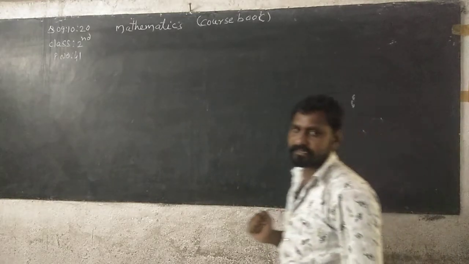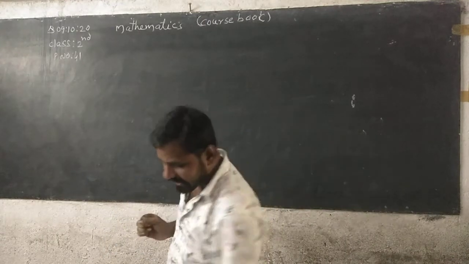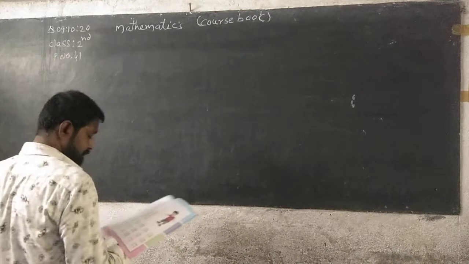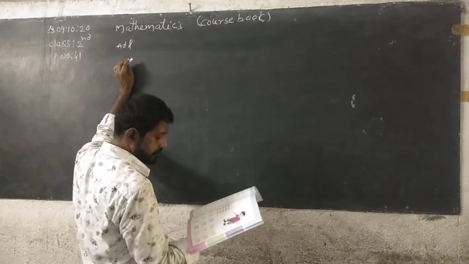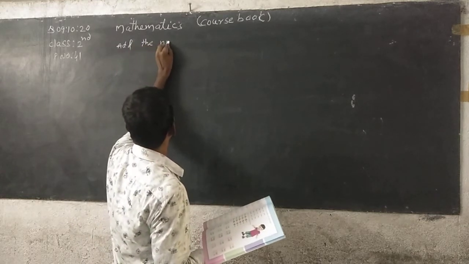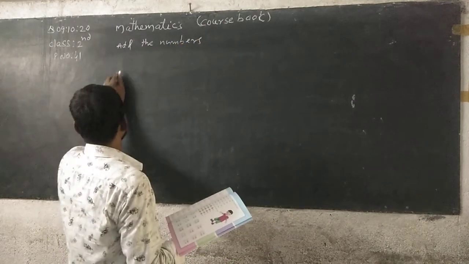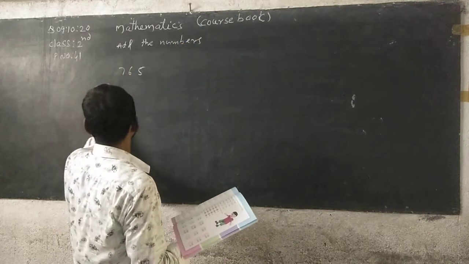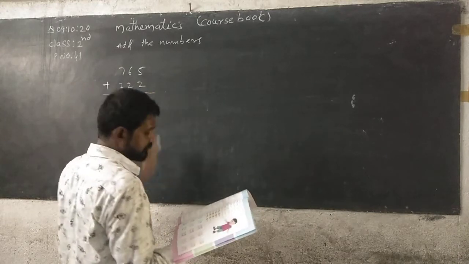586. Sorry, beta, 586. Now next, add the numbers. Listen carefully, beta. Once again, I can explain. Add the numbers. See here, 765 plus 222.